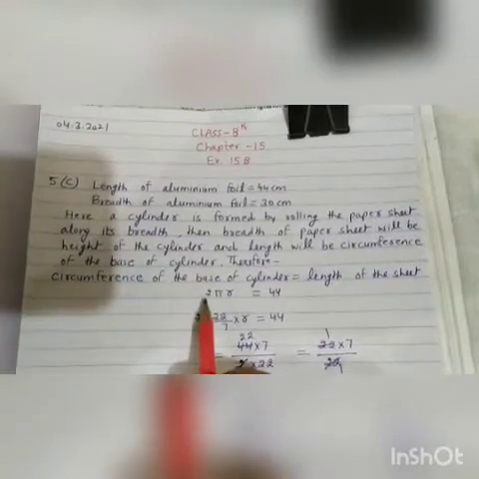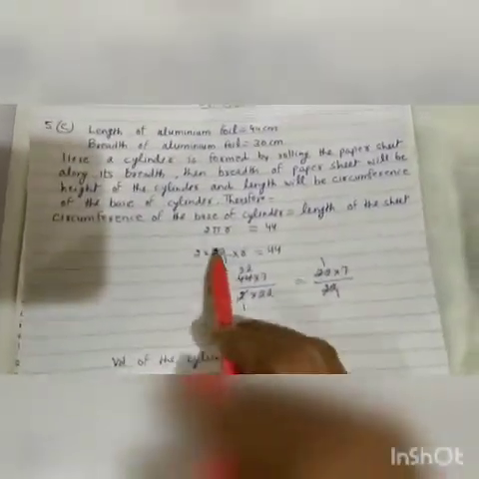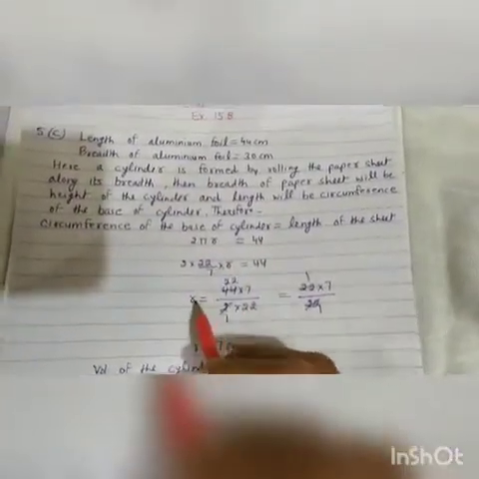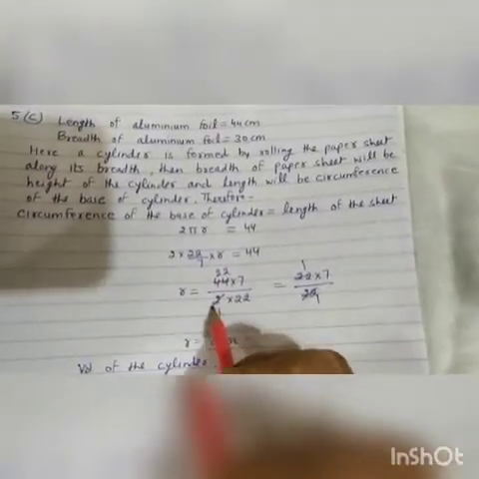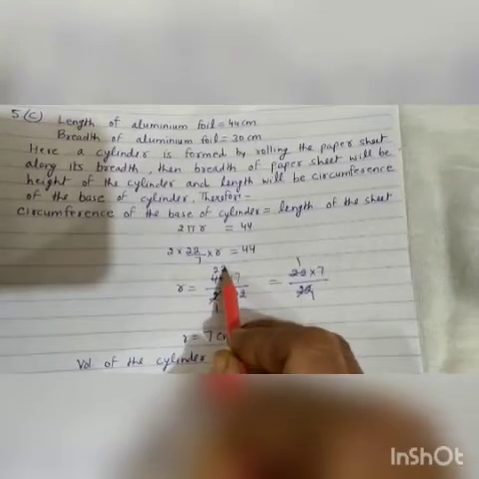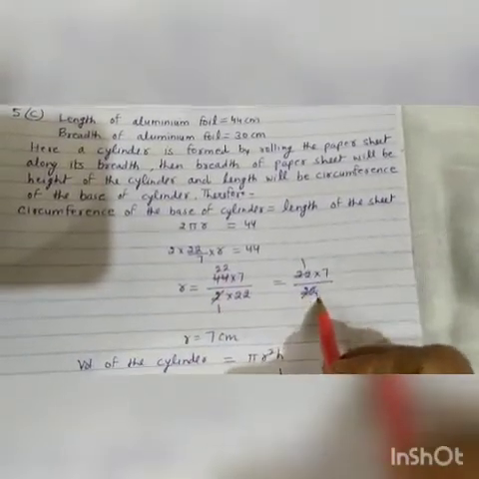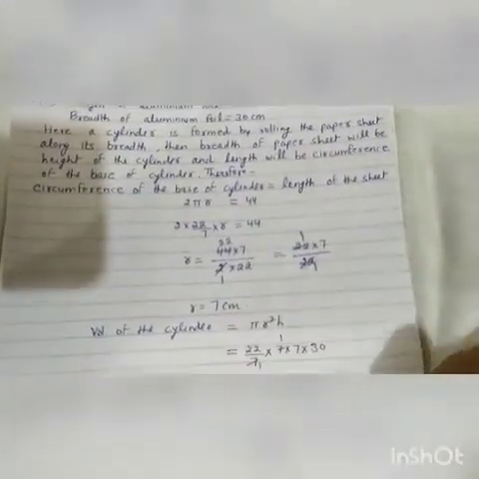Formula for circumference is 2 pi r equal 44. Then 2 into 22 upon 7 into r equal 44. Then r is equal to 44 into 7 upon 2 into 22. 2 1 are 2, 2 2 are 4, 2 2 are 4, 22 into 7 upon this 22, 22 1 are 22, 22 1 are 22. It is 7 1 are 7.